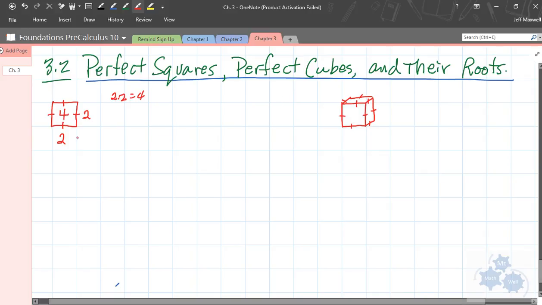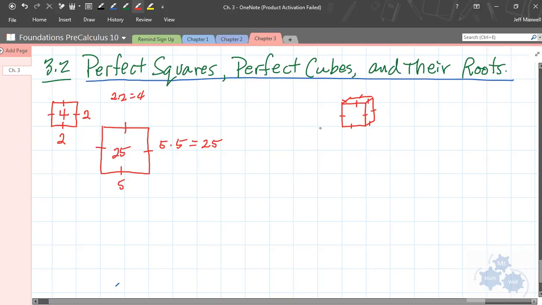All right. Now, if we had a larger square, so I'm going to draw another square here, and let's say that we have a square like this. What's the area of this square if this is 5 units wide? The area is 25 because that's 5 times 5.